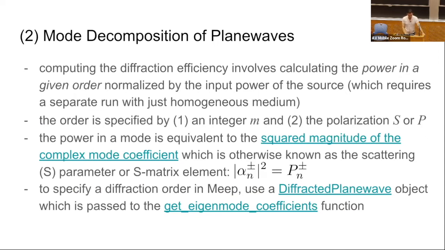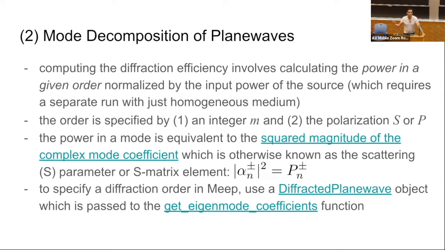Okay, the way we do this in Meep is we use what's called a mode decomposition, which is used to compute a complex mode coefficient. The square of that mode coefficient gives you the power in that mode. There's a link here, and this presentation will be shared with you afterwards, so you can go read about the theoretical details of how mode decomposition works.